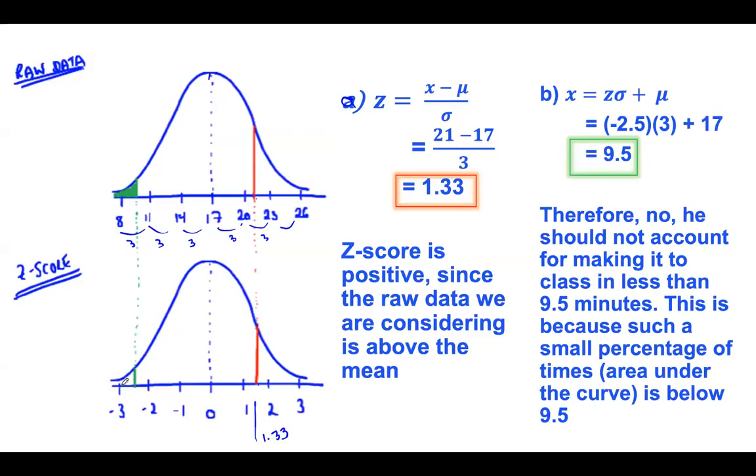So if the Z-score is negative 2.5 down here, then converting to our raw data would be negative 2.5 times 3 plus 17, which gets 9.5. So this corresponds to over here, basically 9.5. Therefore, no, he should not account for making it to class in less than 9.5 minutes, because such a small percentage of the area under the curve is below 9.5. So probably no.